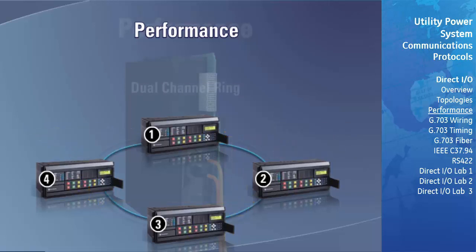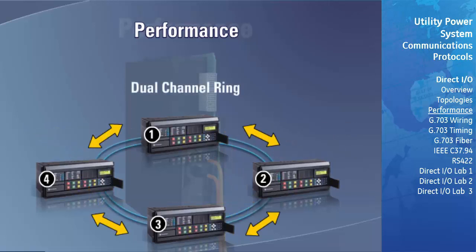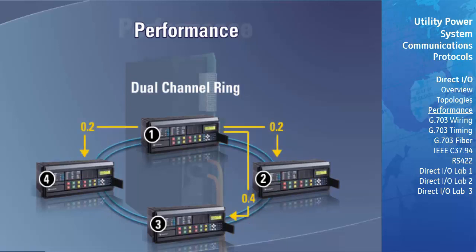Communication cards that support two channels send the direct output messages from both channels simultaneously. If wired correctly, this means that the messages are sent in both directions around the ring. Notice how the delivery time for the message from Relay 1 to Relay 4 is now 0.2 of the power system cycle, which is 1/3 of the time we saw for the single ring configuration.